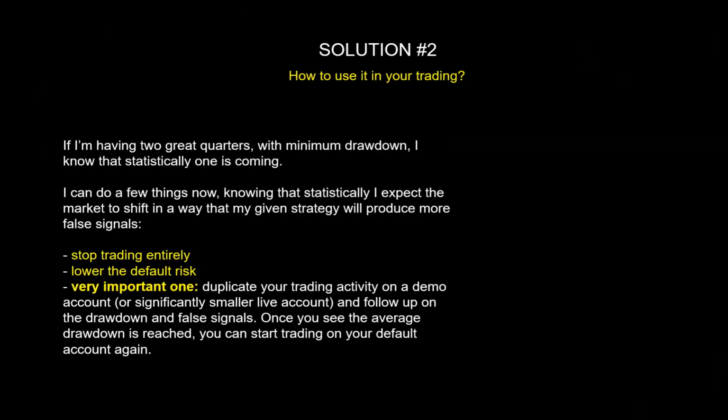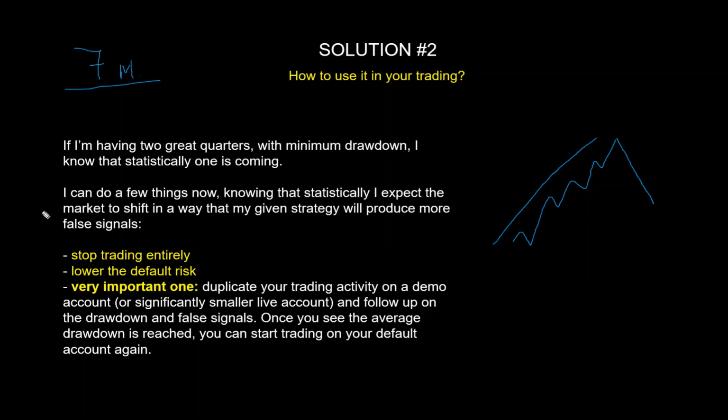Now, let's move on to the next one. Now, let's think about it, guys. It's very simple. If you're having, let's say, 2 great quarters, and think about the 7-month average, okay? And you have 2 great quarters, which means you're making money, making money, making money. Usually it goes like that, but you get the point, right? The performance is mainly going up, and you're getting these minimal drawdowns. You know that statistically, a larger drawdown, excuse me, is coming.